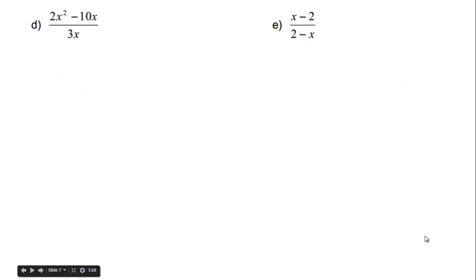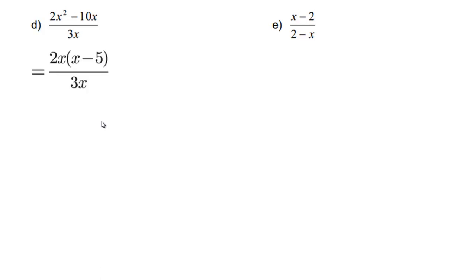Two more. We factor the top here. You notice that a 2x will come out, and we got x minus 5. And then we're left with 3x on the bottom. That can't be factored. It's already done. 2's and 3's can't cancel, but the x's can, and so we just leave it like that. And stating the restriction that x cannot equal 0.